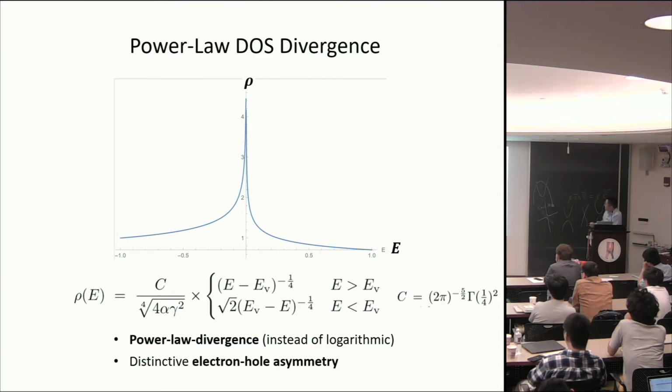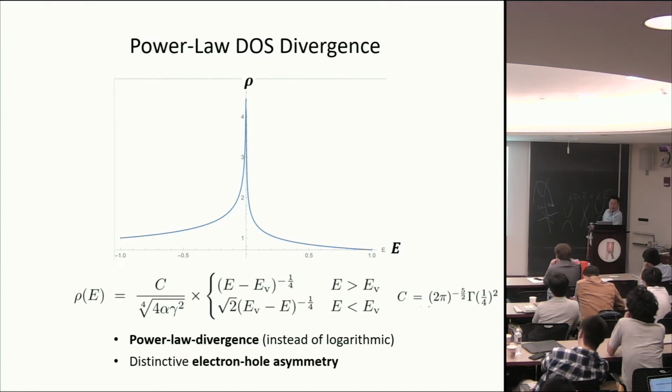Now, when we look at the density of states, it actually has a much stronger divergence. Instead of logarithmic, it's actually a power law divergence with an exponent of -1/4. Also, this density of states is asymmetric. At positive energy and negative energy, they differ by a factor of the square root of 2. Okay, so all this comes from just this dispersion. And so this is something that's different from the ordinary Van Hove singularity.